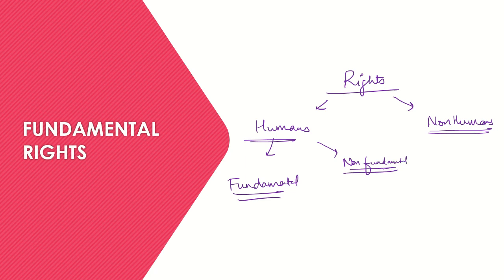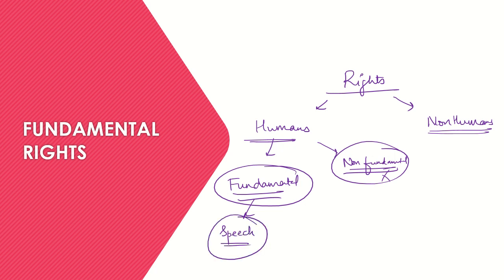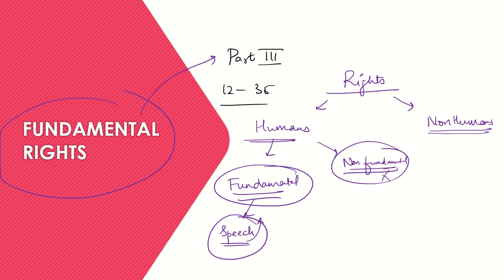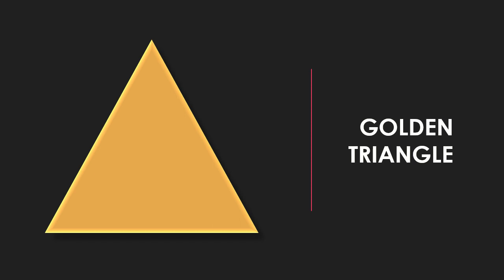Okay. For example, you have a right to property. It is not a fundamental right, but right to freedom of speech, well, that is a very basic human right, and therefore you find it in this chapter relating to fundamental rights. Fundamental rights, where do you find it? You find it in part 3, between section 12 to section 35. Very simple. Okay. Now, you might remember that I had spoken of a golden triangle.